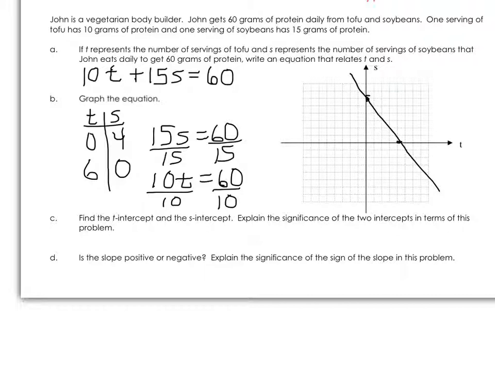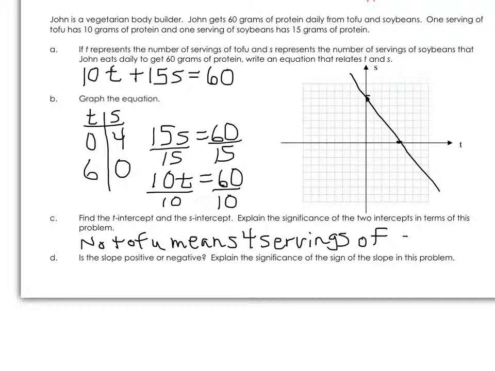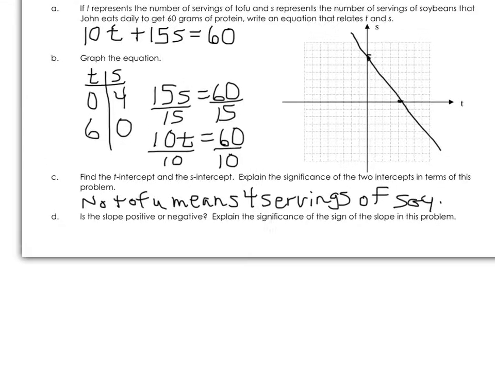Explain the significance of the two intercepts in terms of this problem. We already did. If he eats 0 tofu, no tofu, it means 4 servings of soybeans. And if he eats 6 servings of tofu, he doesn't have to have any soybeans.